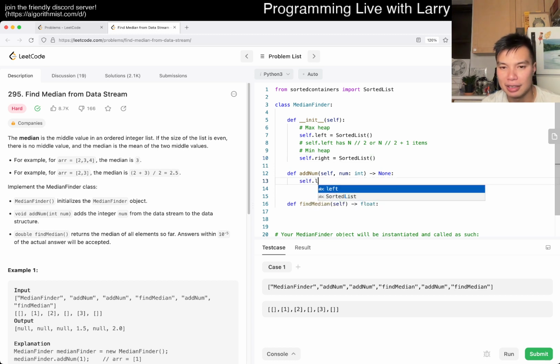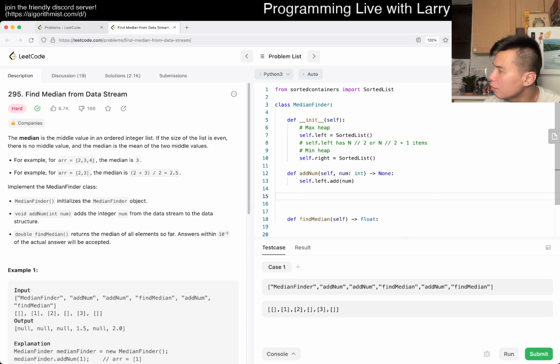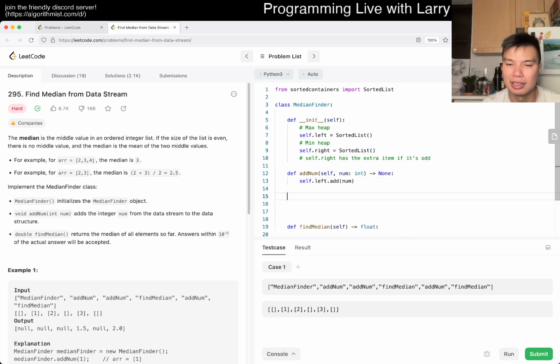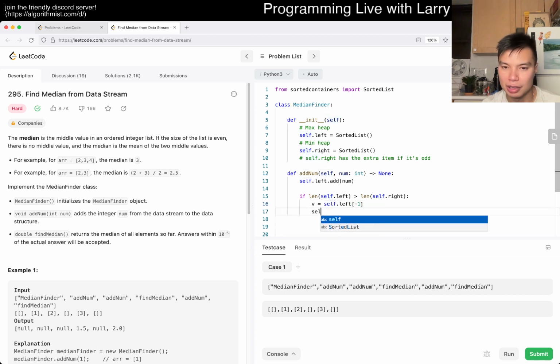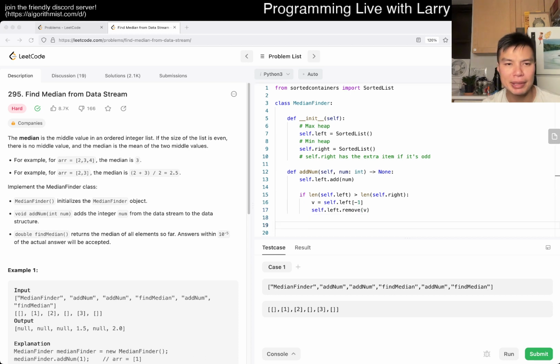So here we go, self.left.add(num), right? And then here, maybe that's not what we want. Actually, maybe I changed my mind. I think the way that I want to do it is that self.right has the extra item if it's odd, because then now I can do this. You could do it either way, it doesn't really matter. But if the length of self.left is greater than the length of self.right, which can only be off by 1, then we pop off the biggest number. So v is equal to this, self.left.remove(v). And there might even be a pop. Let me check this for a second. I actually don't know if this is true.